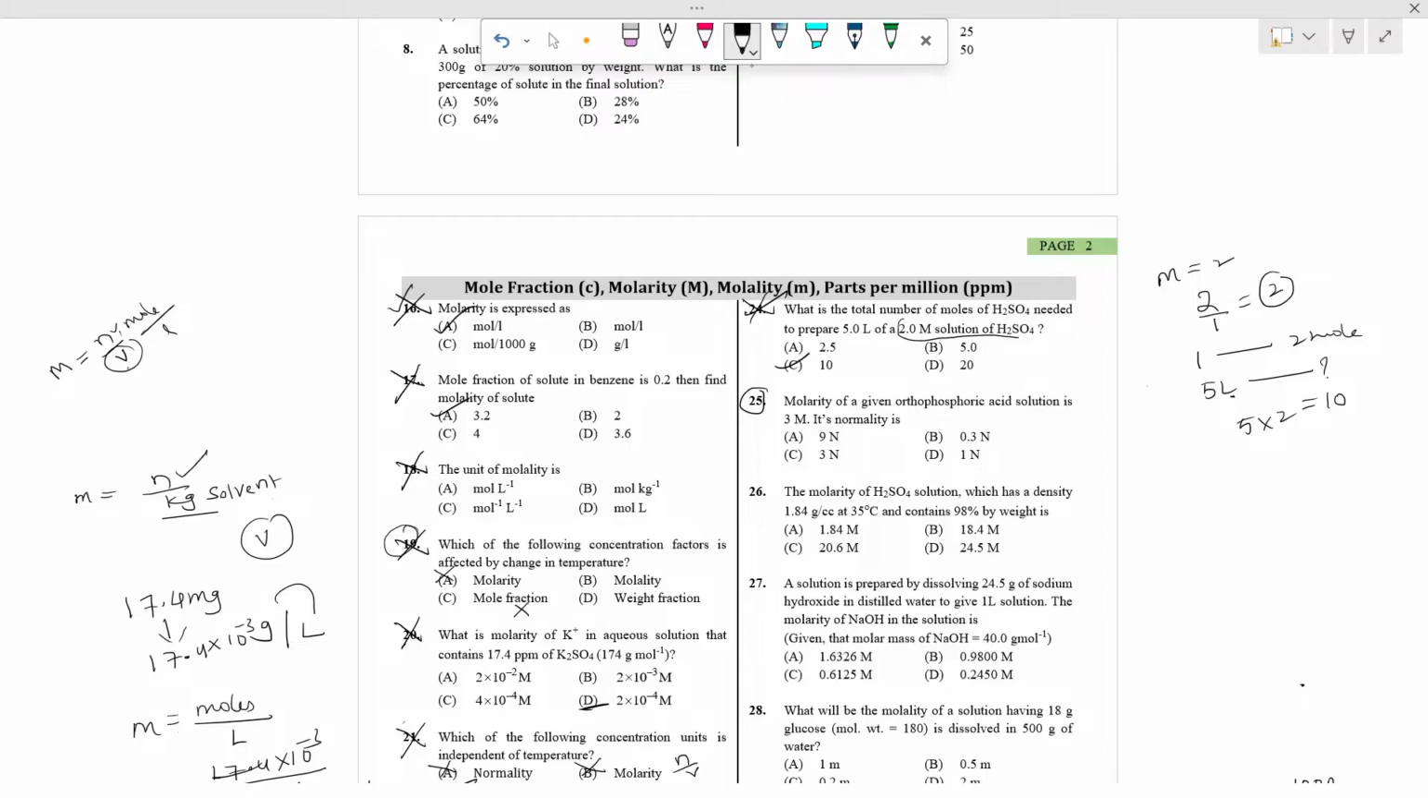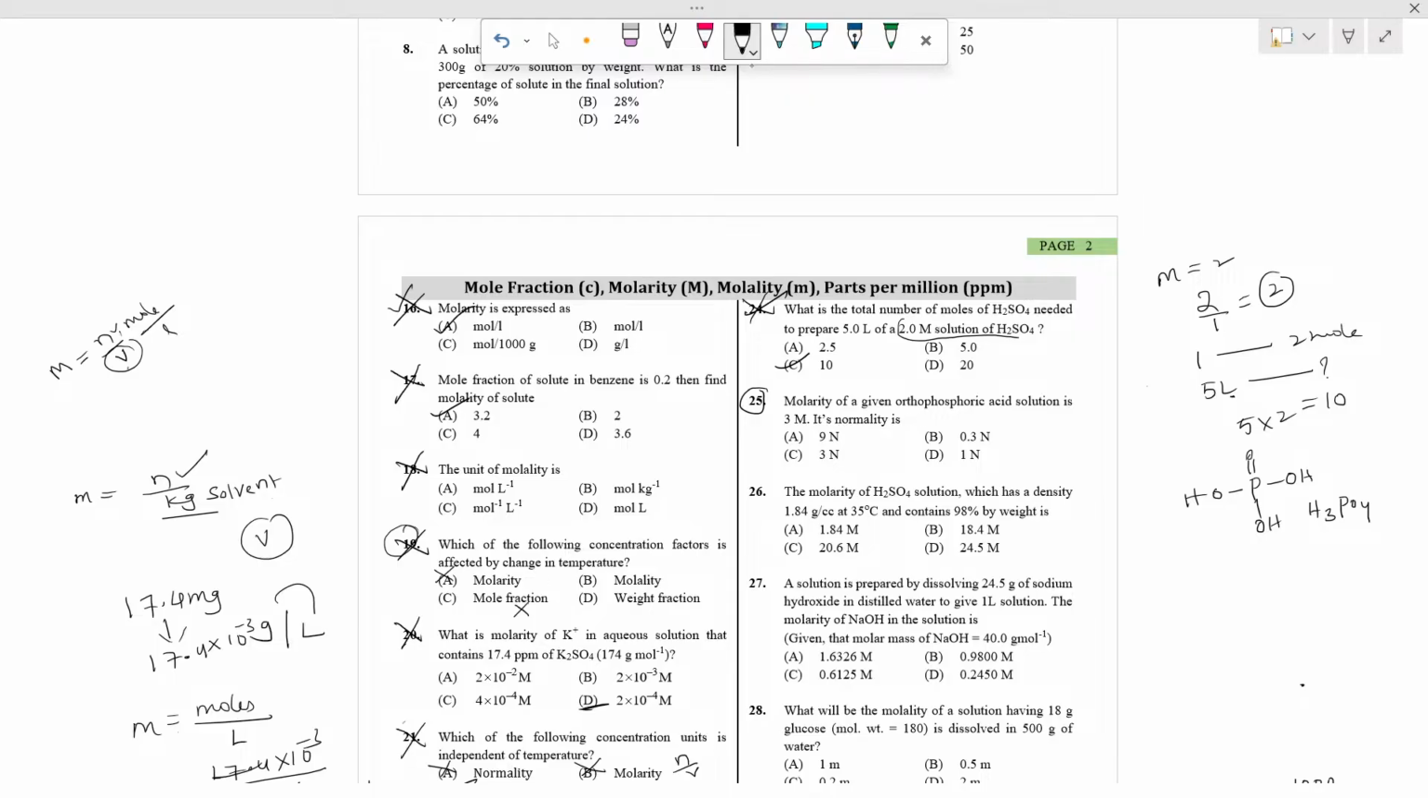Molarity of a given orthophosphoric acid solution is 3 M. Molarity is given and they are asking normality. What is the formula of orthophosphoric acid? OH, P double bond O, OH and OH: H3PO4. The formula of orthophosphoric acid is H3PO4.